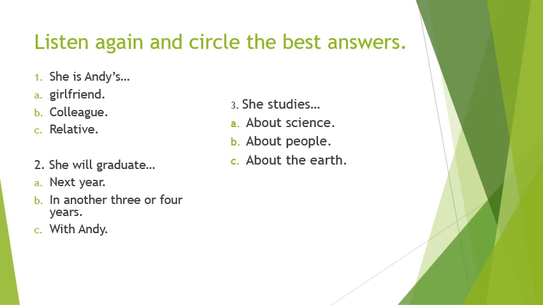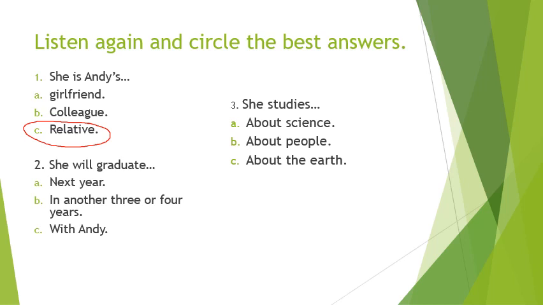Okay, so let's answer. According to the conversation, number one, she is Andy's... What's the answer? Letter A, girlfriend, B, colleague, or letter C, relative. According to the conversation, she is Andy's... letter C, relative. If you listened carefully, they are cousins. That's why she is Andy's relative.